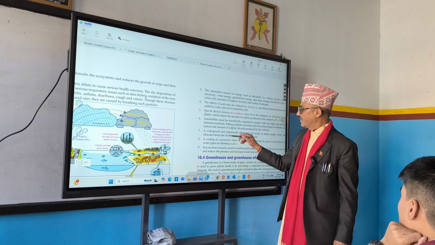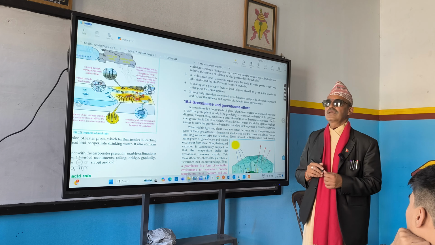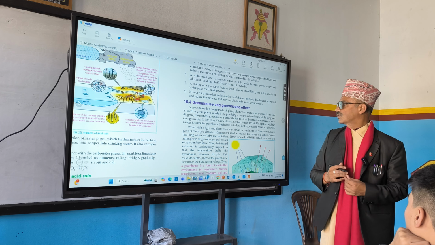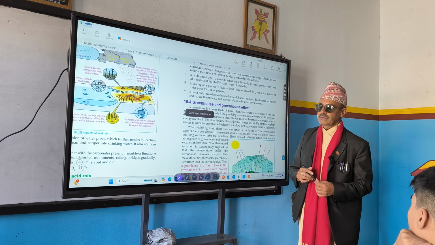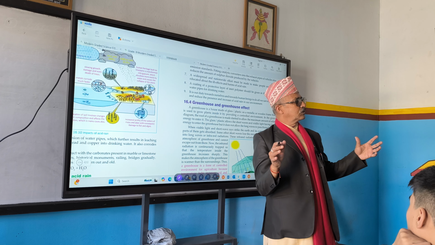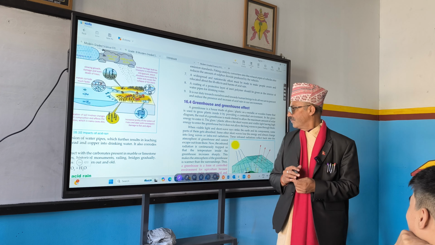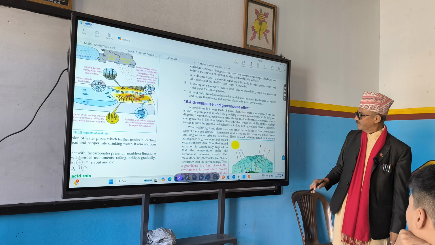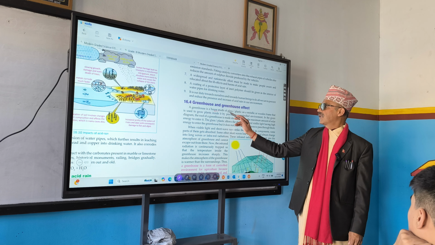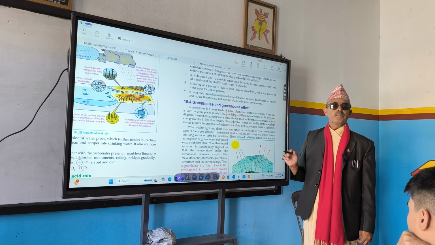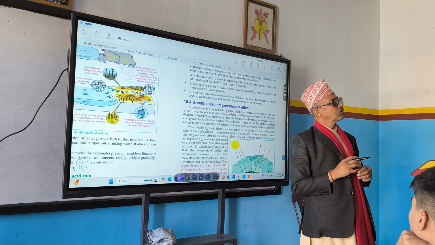Now the next one, let's discuss greenhouse and the greenhouse effect. First of all, we have to know what a greenhouse is. What is a greenhouse? The house whose color is green? Very simple, isn't it? But it's not like that. Actually, a greenhouse is a house made up of either glass or plastic walls. Mainly, there are walls of glass or plastic.